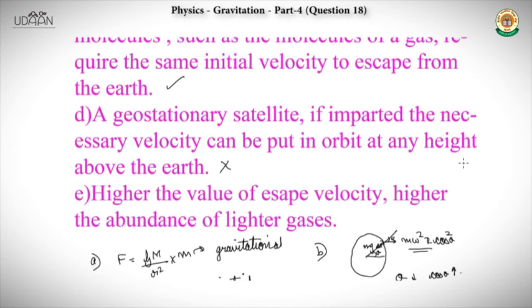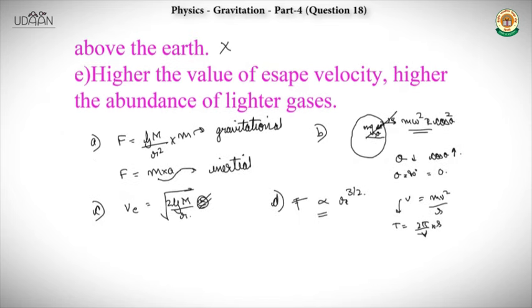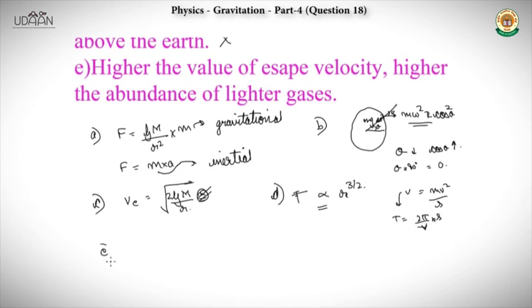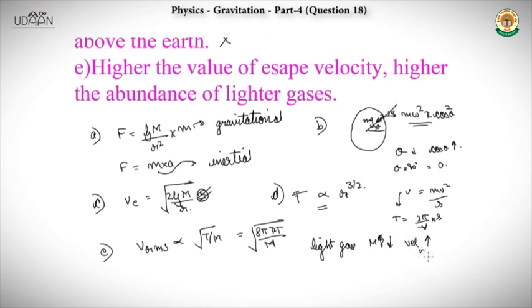Okay. Now the final option. Higher the value of escape velocity, higher the abundance of lighter gases. This is actually a new concept that has not been taught up till now. So in this, the VRMS is proportional to under root T upon M. It is roughly, I believe, 8 pi RT upon M or something like this. So for a light gas, as gases become lighter, the mass will reduce. So therefore the velocity RMS would increase, because mass is coming in the denominator.